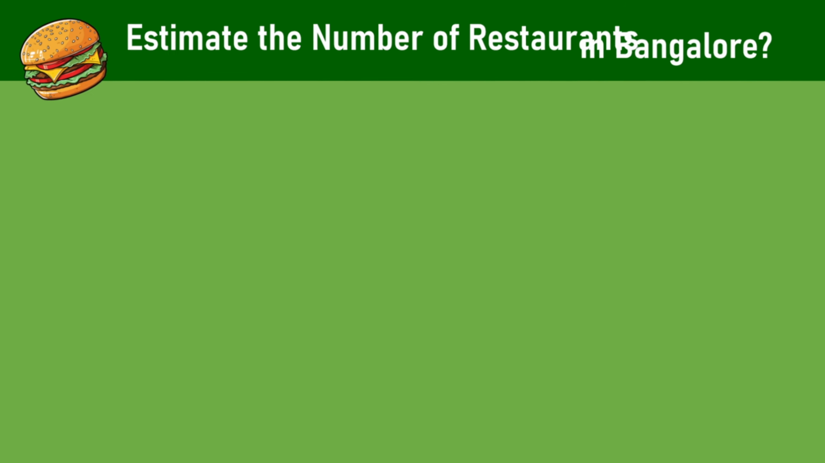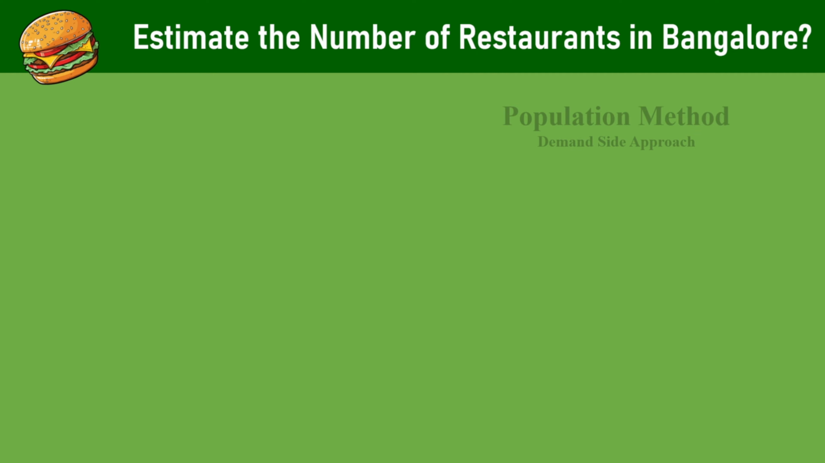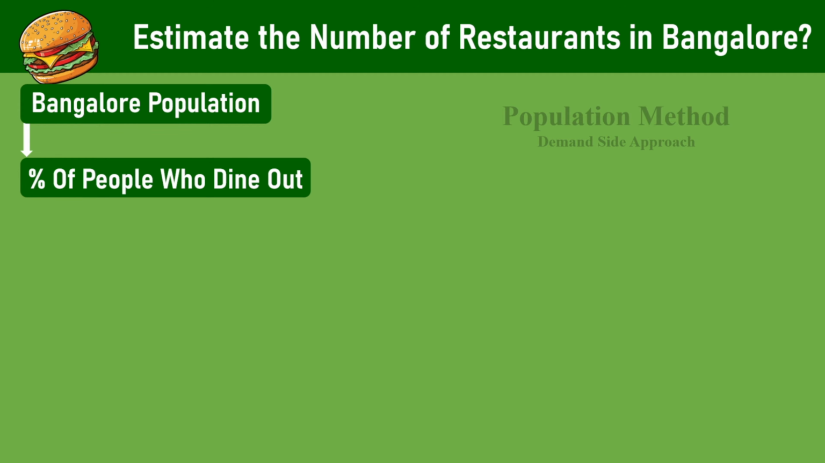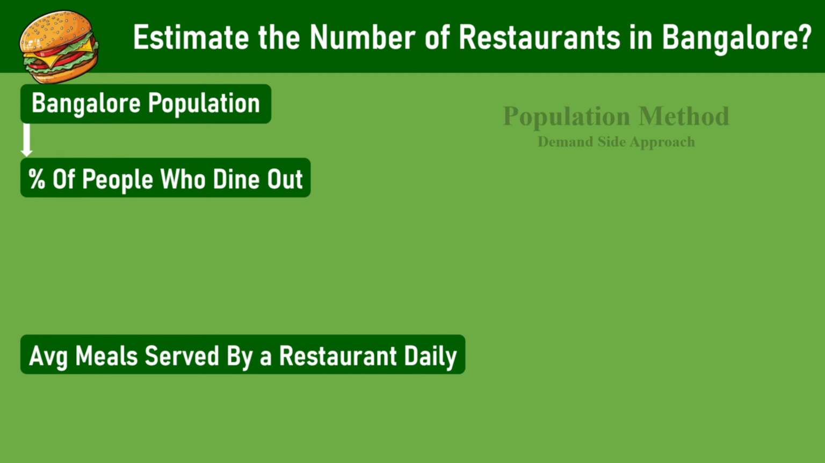We will first start with the population method and draw out our framework for it. We will start with the population of Bangalore. Then we find out the percentage of people who dine out. With that, we also calculate the average number of meals that are served in a typical restaurant on a daily basis. Then we finally divide the number of people that dine out by the average meals served, which will give us the total number of restaurants in the city.